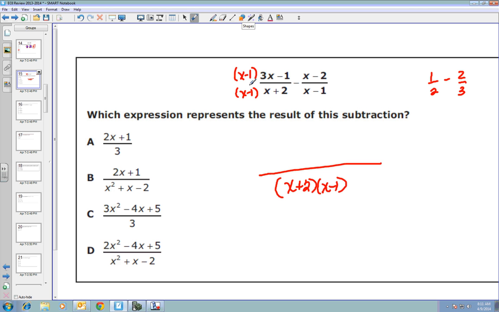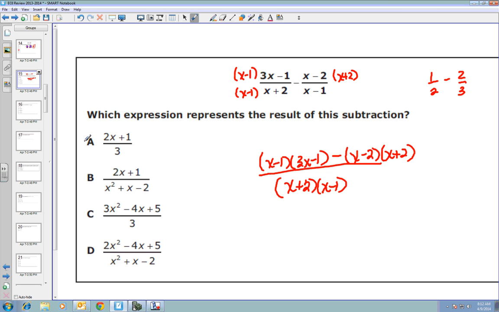That's what I have to multiply the top and the bottom by. So I've already done it on the bottom. So on the top, I have x minus 1, 3x minus 1. Okay? Minus, look at my second fraction. What is its denominator missing? An x plus 2. So since I've already multiplied the bottom by that, that's what I have to multiply the top by. So it's x minus 2 times x plus 2.